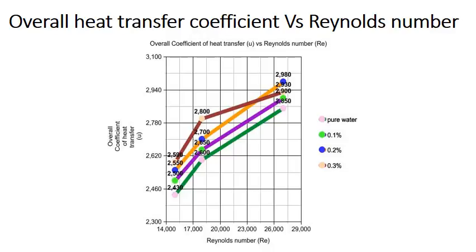Overall heat transfer coefficient versus Reynolds number. This is how we have calculated the overall heat transfer coefficient. As you can see, as the particle concentration is increased, the overall heat transfer is also increased with the increase in Reynolds number, and when compared with pure water, we have found that it is more than pure water. So the heat transfer rate is more than pure water when using nanofluid.